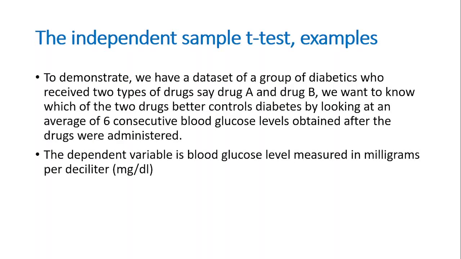To demonstrate the independent sample t-test, we have a data set of a group of diabetics who received two types of drugs, say drug A and drug B, and we want to know which of the two drugs better controls diabetes by looking at an average of 6 consecutive blood glucose levels obtained after the drugs were administered and comparing the two groups, group A and group B. Our dependent variable is going to be blood glucose level measured in milligrams per deciliter. Let us see this in SPSS.